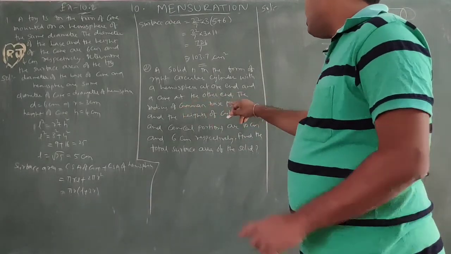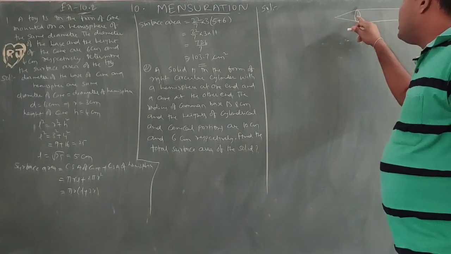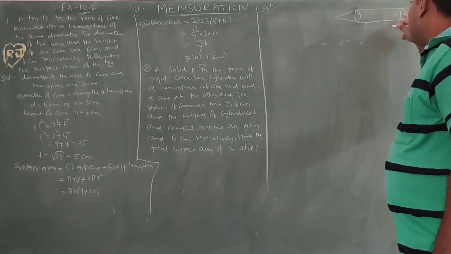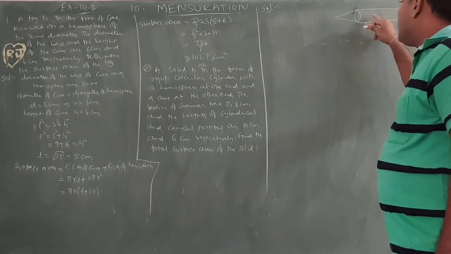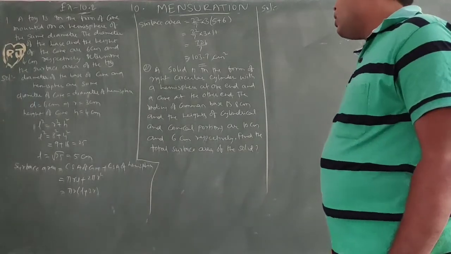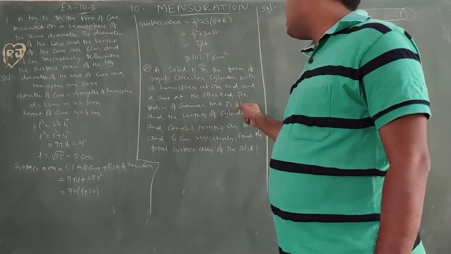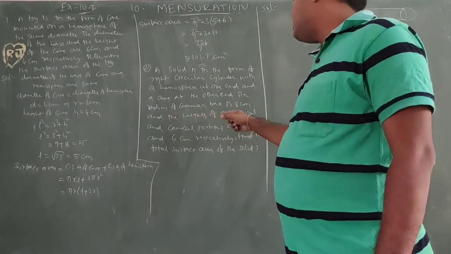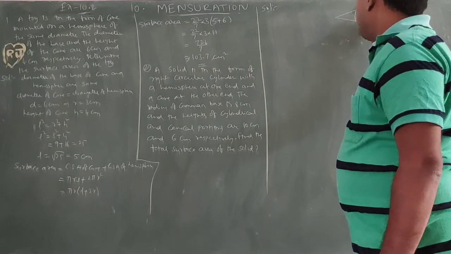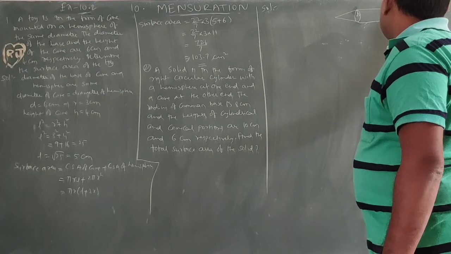So the radius of the common base is 8, so the base is the same. The radius of the base of the cone is equal to the radius of the base of the hemisphere, which is equal to the radius of the base of the cylinder. All the radii are equal. The common radius is 8 centimeters.